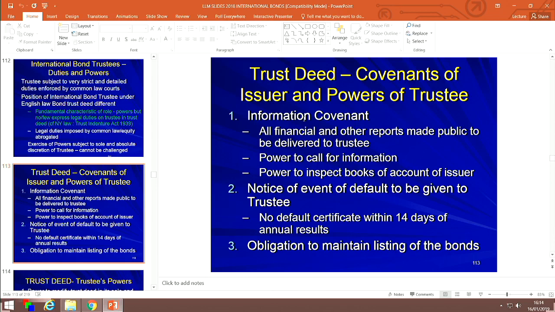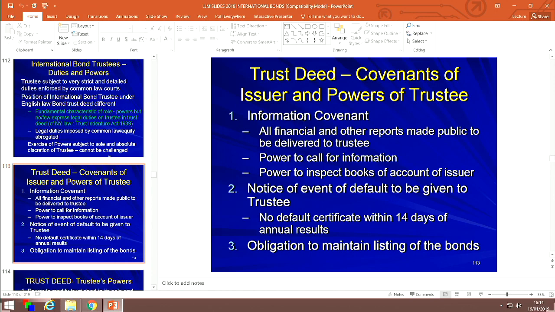The important power is the trustee's power under the trust deed to call for any information which the trustee in its sole discretion decides is relevant and material. And pursuant to that power, it has an allied power to ask to see the books of the issuer and the accounts of the issuer at any time.